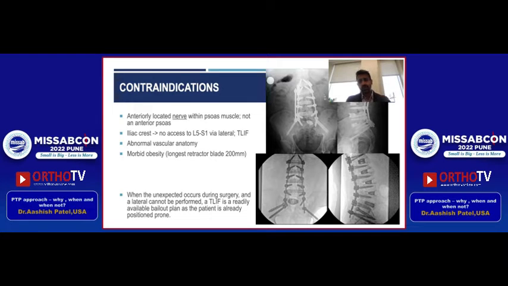If there's a high riding iliac crest, access to L4-5 may be difficult, and a TLIF may be a better procedure, or ALIF. If patients have abnormal vascular anatomy, vessels that are adherent to the anterior disc space or lateralized in the surgical corridor, this is a relative contraindication. And then patients that are larger, it's difficult to assess a specific BMI criteria, but the longest retractor blades are 200 millimeters in order to gain access. So large patients are difficult to access.